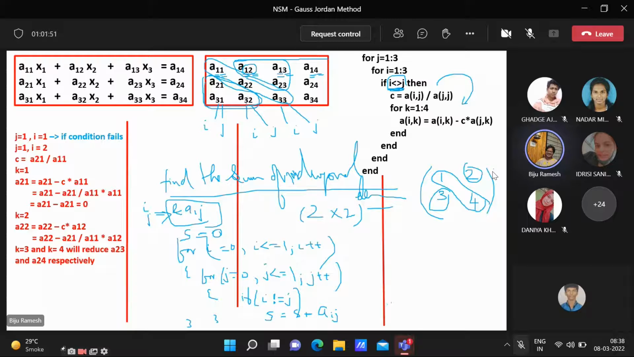Did you understand now why here it is I is not equal to J? In Scilab, not equal to is written like this. In C, not equal to is written like this. Now did you all understand why this condition is given here? Everybody? Yes, ma'am. Others please.